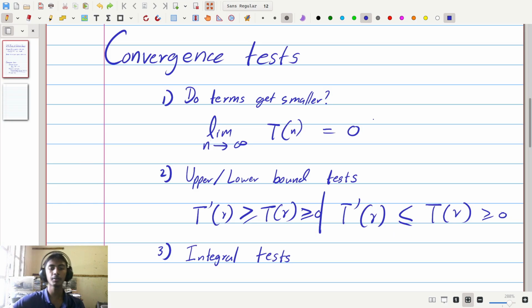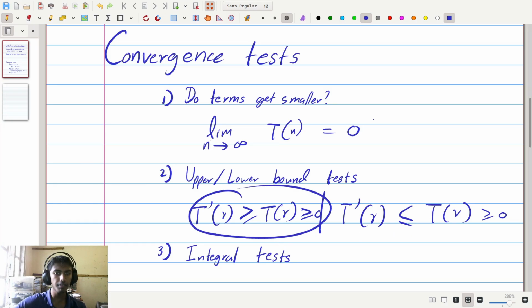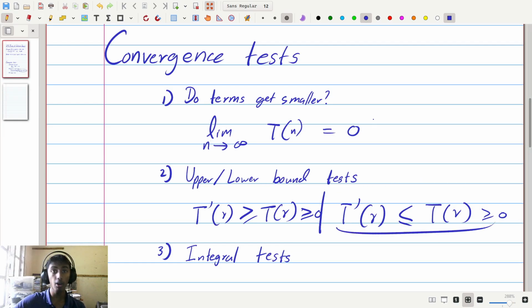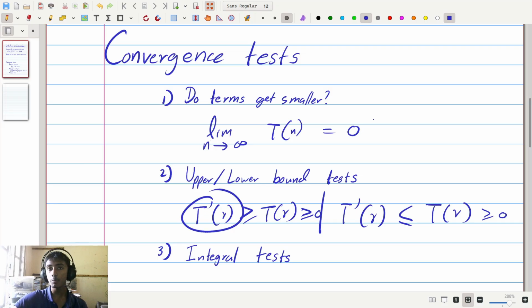Therefore, we can test using upper and lower bounds to see whether a sum is convergent or divergent. If the sum is convergent, we would have some upper bound which would also be convergent. Similarly, if we have a divergent sum, then there would be some other lower bound which would also be easily proven to be divergent. The important thing here is that the t dash would be easier to prove than the t of r to be divergent or convergent. And from this, we can easily prove that t of r is either convergent or divergent.